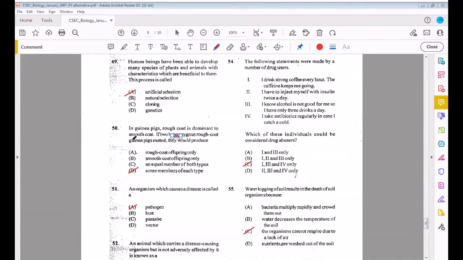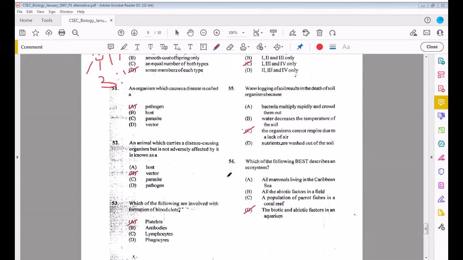From my previous videos, I have been emphasizing, when two heterozygous parents mate, you always get a 1 to 2 to 1 ratio: one homozygous dominant, one homozygous recessive, and two heterozygous. And when it comes to their phenotype, you get a 3 to 1, because these three are going to show the characteristics based on the dominant trait, and this one is the only one that is going to show the recessive trait. So D will be the answer, some members of each type.